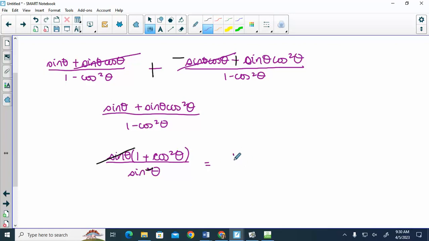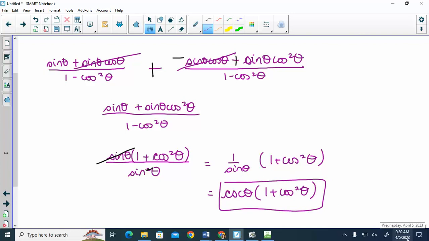And what I'm left with, this is like a 1 over sine times my 1 plus cosine squared. 1 over sine theta, that's the reciprocal of sine, which is cosecant theta times 1 plus cosine squared theta. Is that okay?